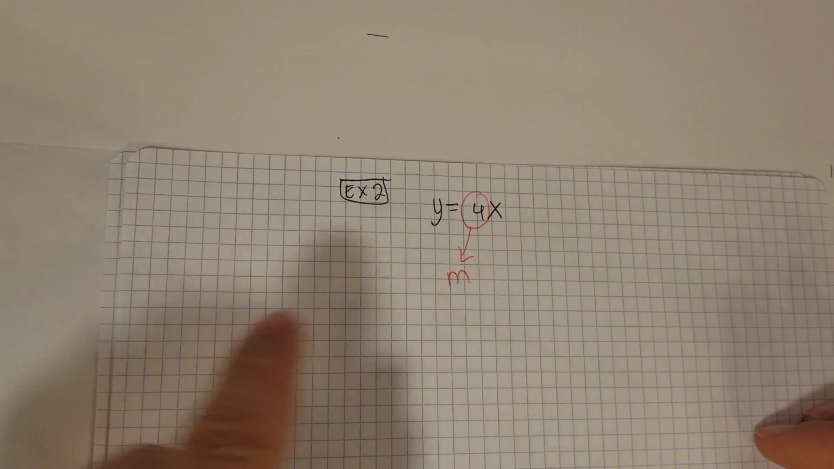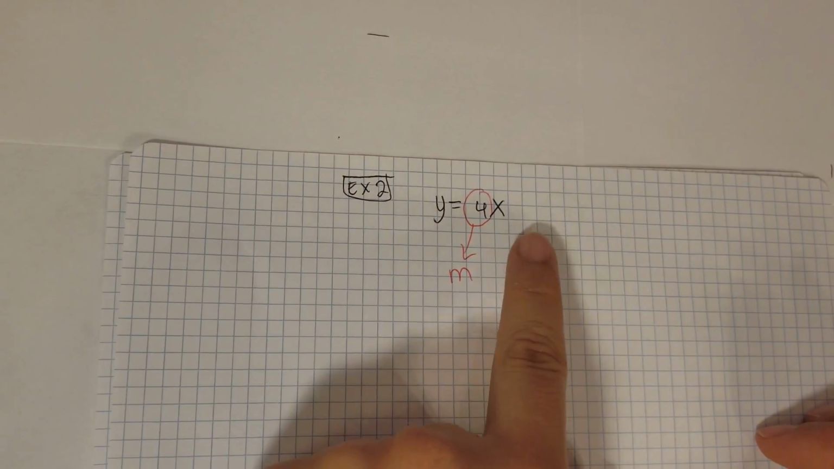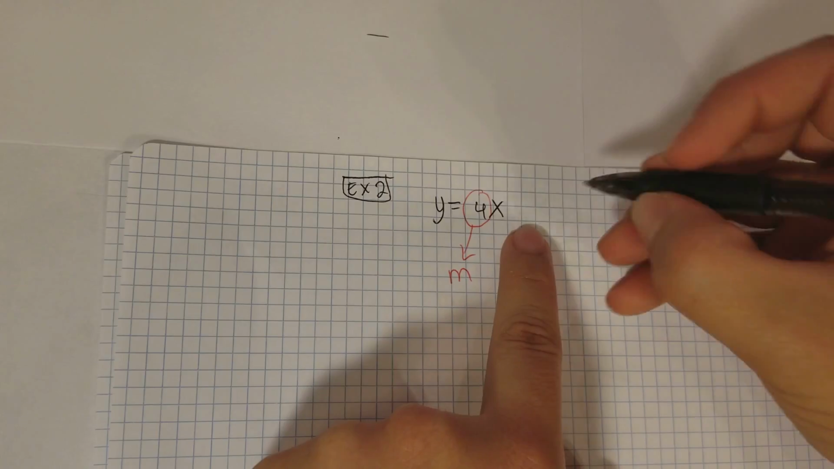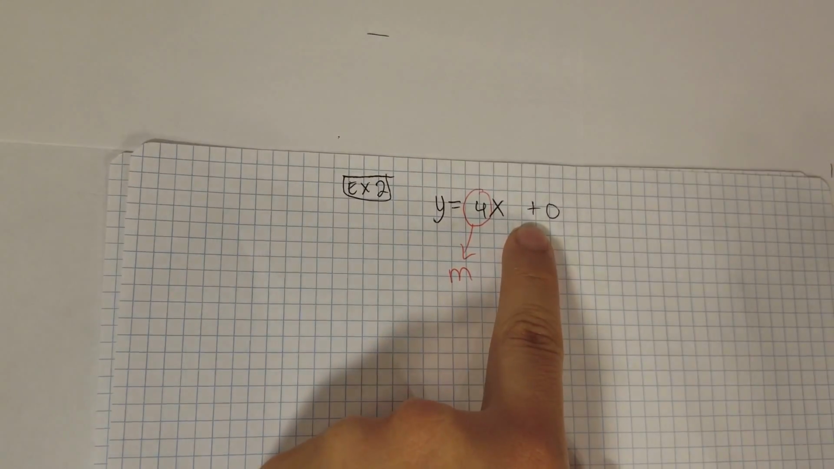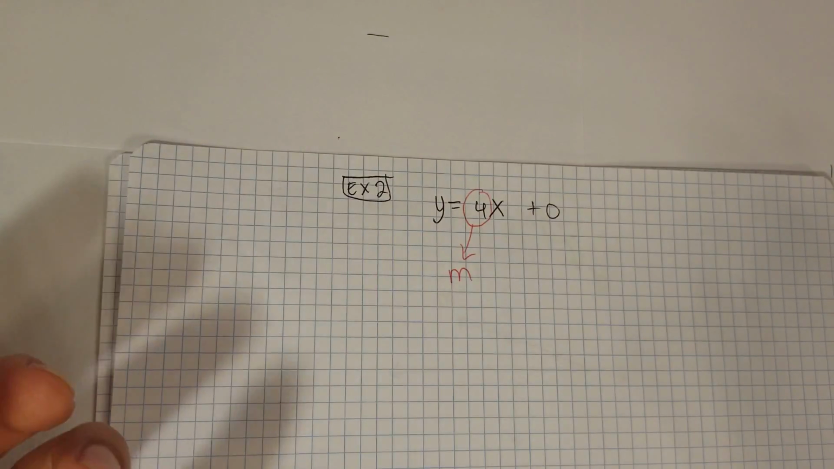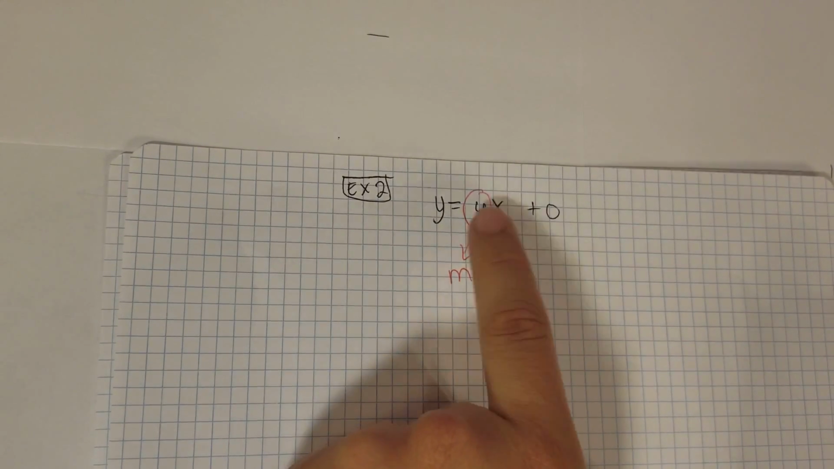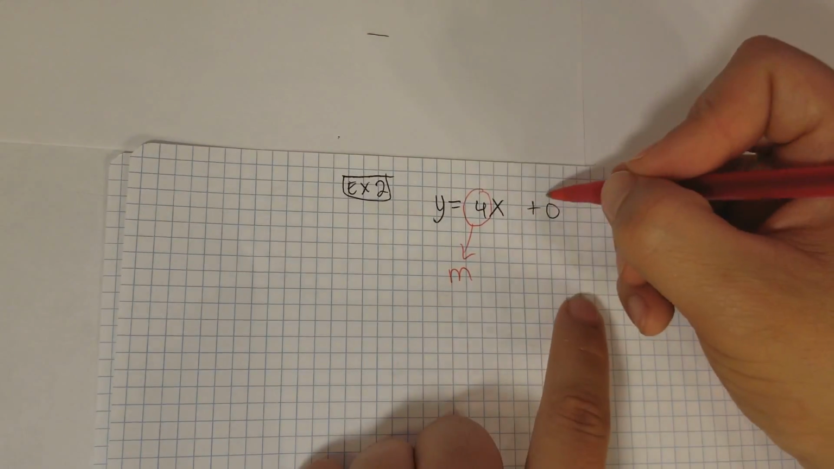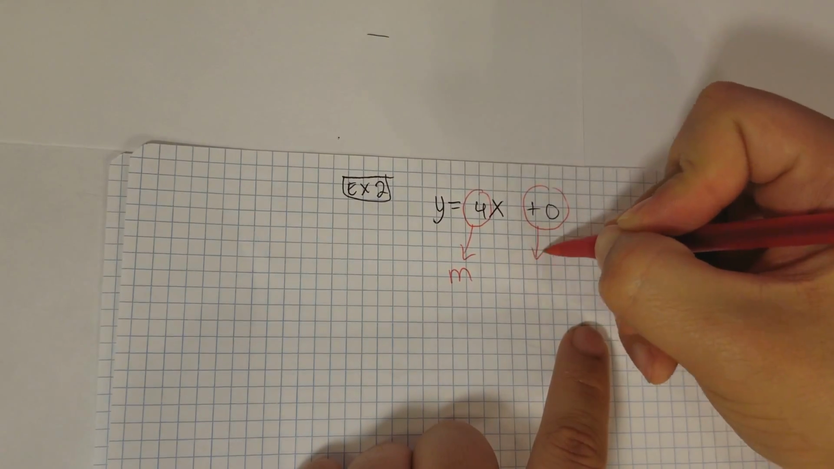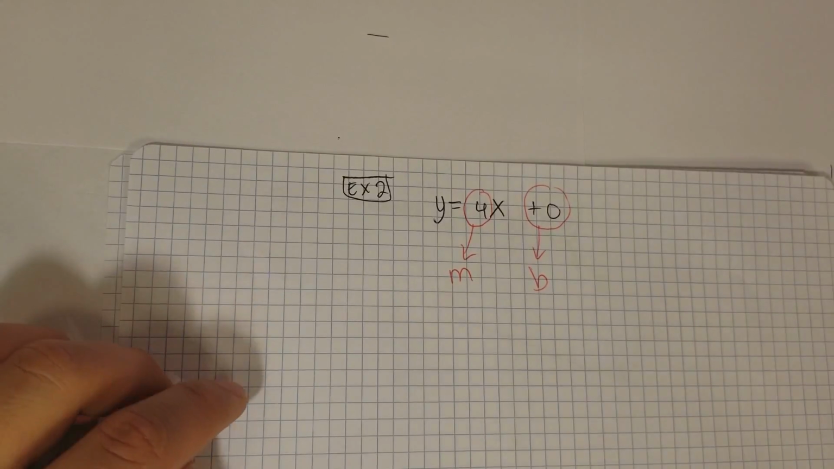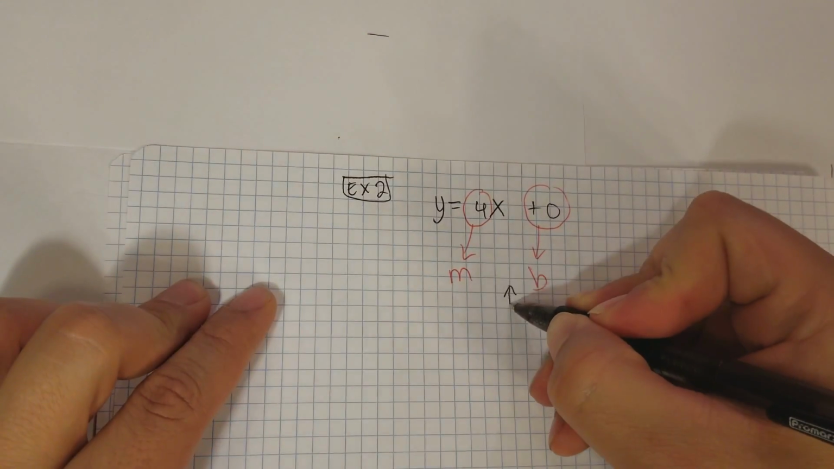Well, even though you can't really see right away, there actually is a b. We could always write 4x as the same thing as 4x plus 0, right? If you add 0 to something, it doesn't change anything at all. So even when you have problems like this where you don't have the b, basically you can just replace that with a 0 because that'll mean the exact same thing. So b, or the starting point, is 0, which in this case is the origin.